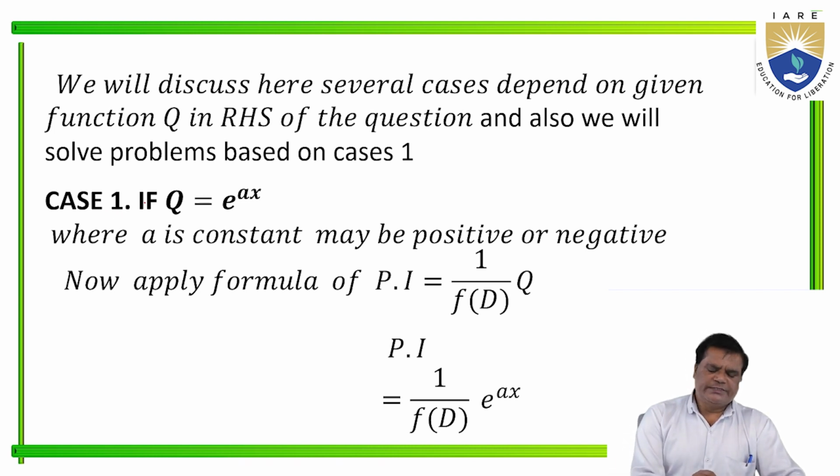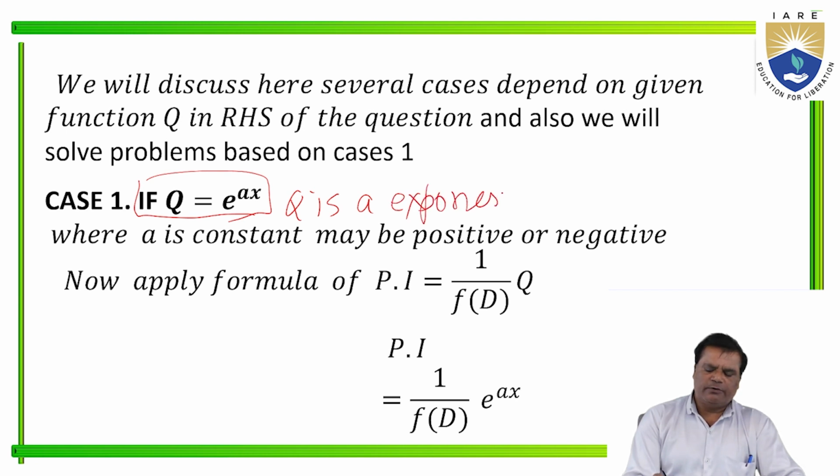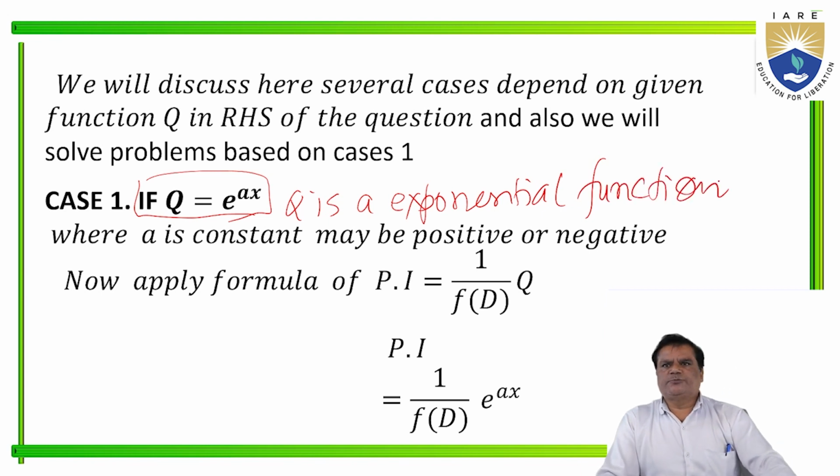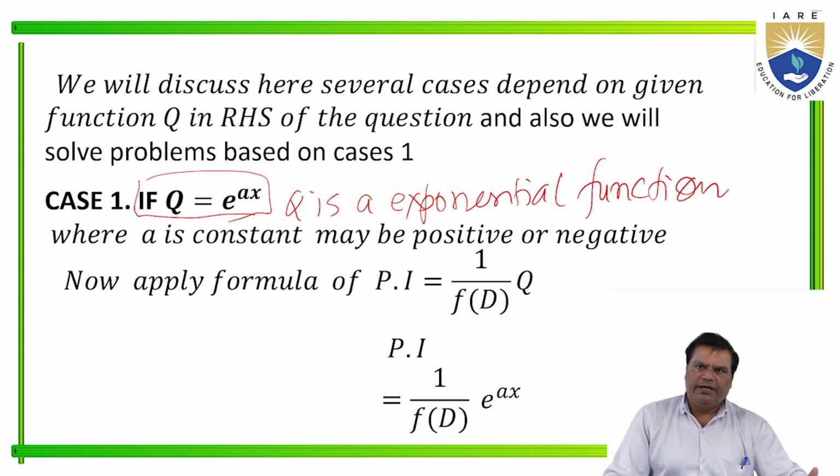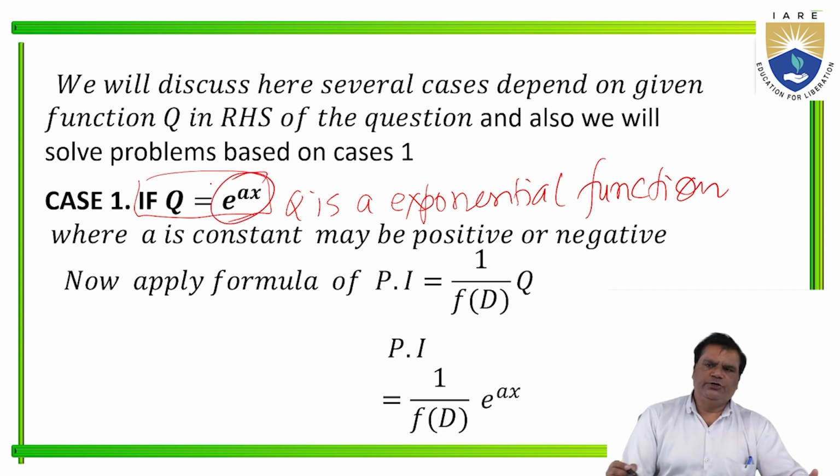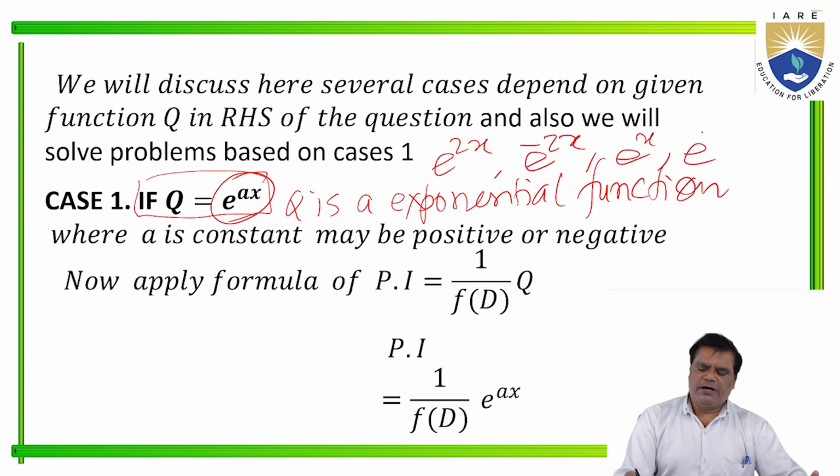So case 1 is, what is case 1? We are taking here this Q function. Q is an exponential function, e to the power ax. The standard exponential functions are e to the power 2x, e to the power minus 2x, e to the power x, e to the power minus x. These types of functions are exponential functions.